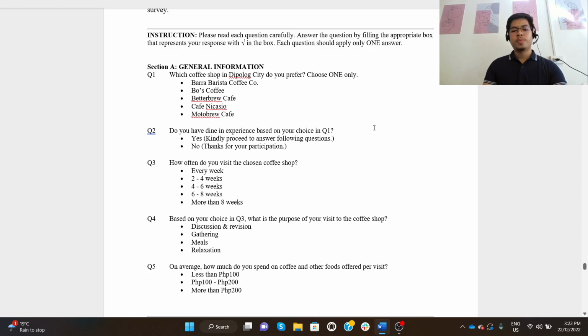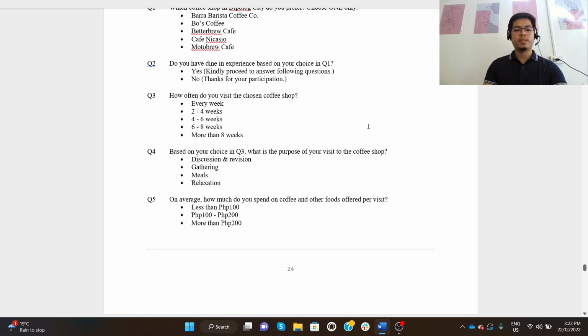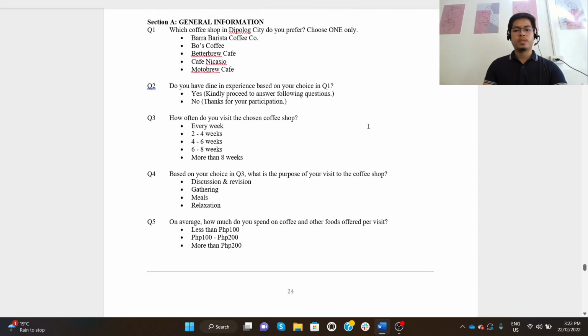Sorry about this one. This is supposed to be a box. I haven't noticed it has changed when I transferred the file from Google Documents to Google Word. I mean online Google Word to the offline software in my laptop. So I will just change this one into boxes.